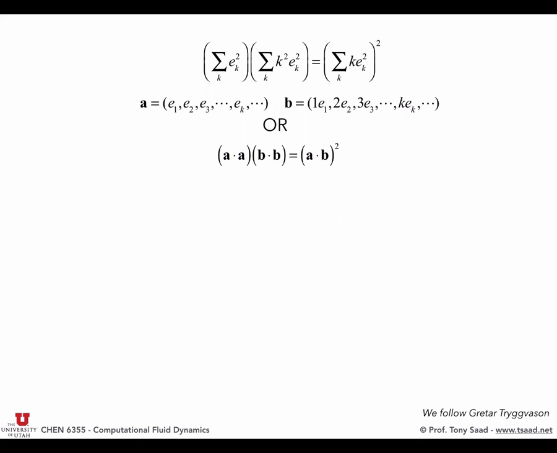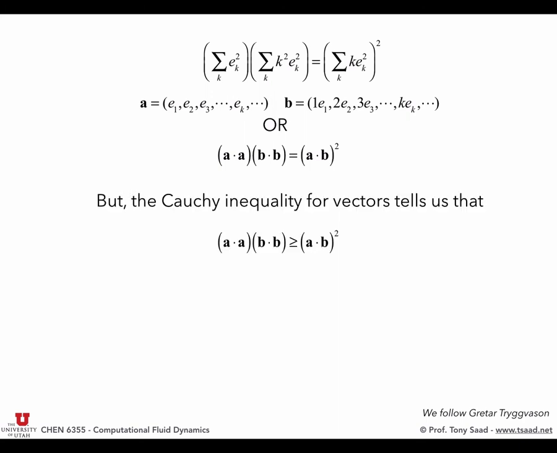That tells you that A dot A times B dot B is equal to A dot B squared all the time. But if you remember your vector calculus, there's an inequality by Cauchy that says this is a very, very special case when they're equal. In reality, A dot A times B dot B is generally greater than A dot B squared. And therefore, that's proof by contradiction, right? So what we set out to assume, that yes, this works, is actually not possible.